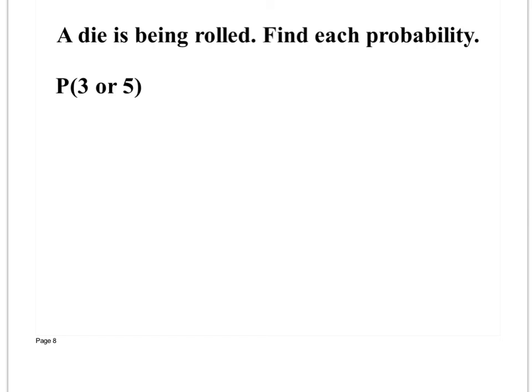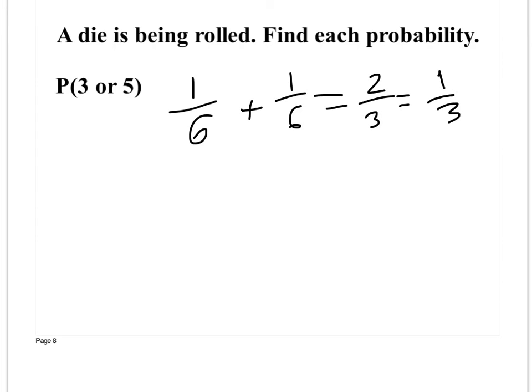How many 3s are on a dice? 1. Okay. How many sides are there? 6. So the odds of throwing a 3 are 1 in 6. What's the odds of rolling a 5? 1 out of 6. So what we do is we add those. Okay. So you get 2/6, which is the same thing as 1/3. So you got a 1 in 3 chance of rolling a 3 or a 5.